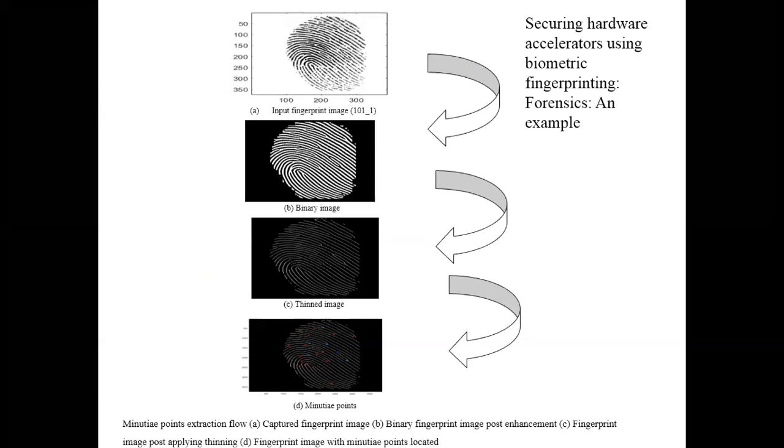This is just a pictorial view of what I was talking about. If you have an input fingerprint image, you convert that to a binary image. From the binary image, you convert that to a thinned image. And once you have a thinned image, the last step is to convert that to a fingerprint with minutia points. Next slide, please.